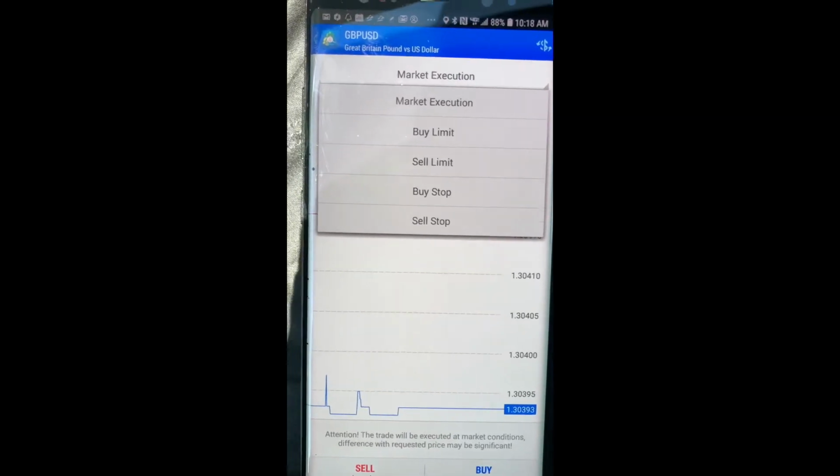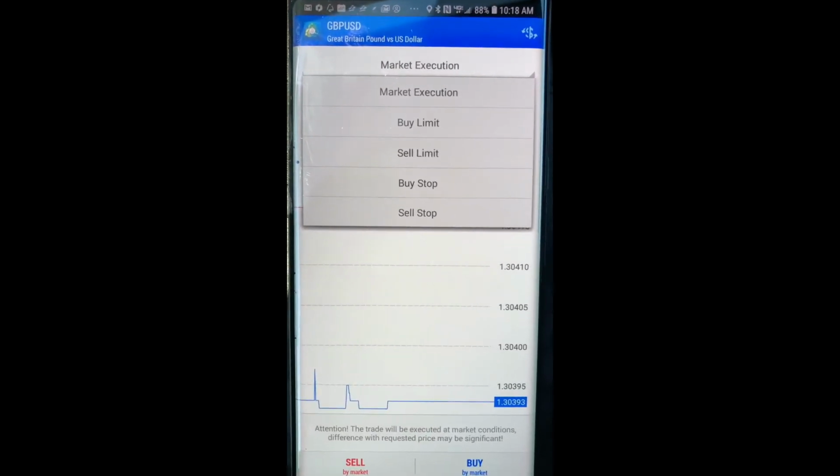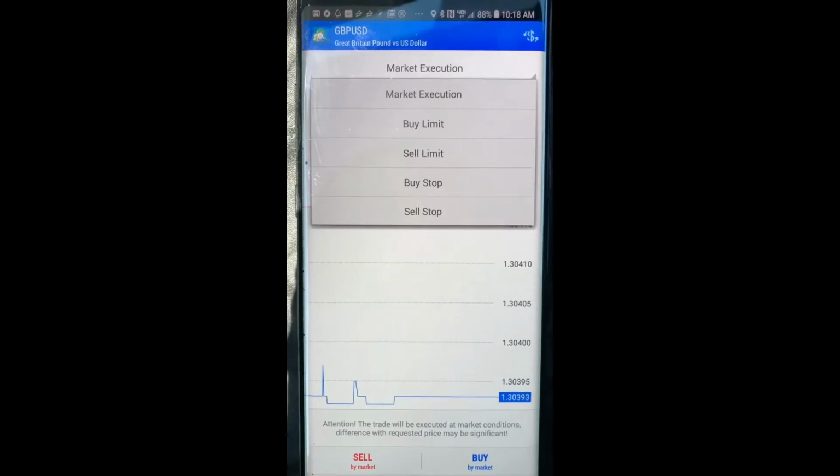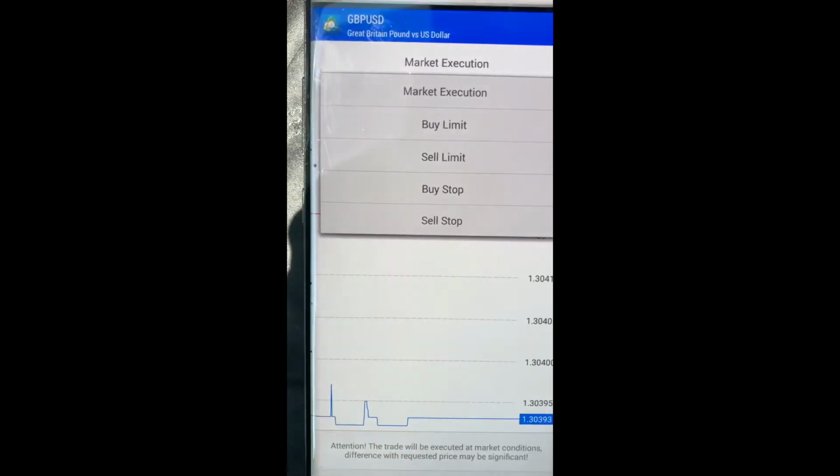Now you have to understand how these orders work in order to place your entry price.